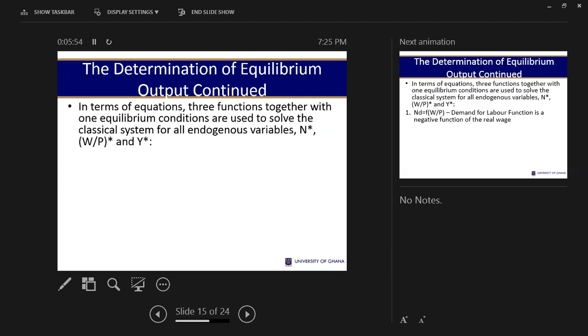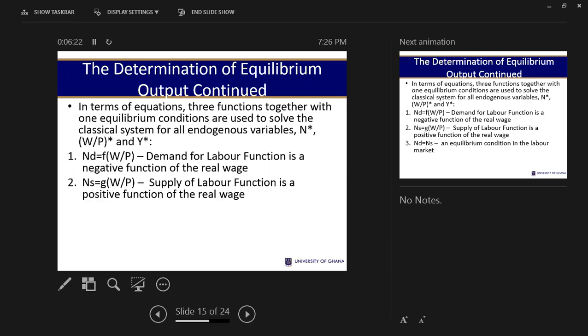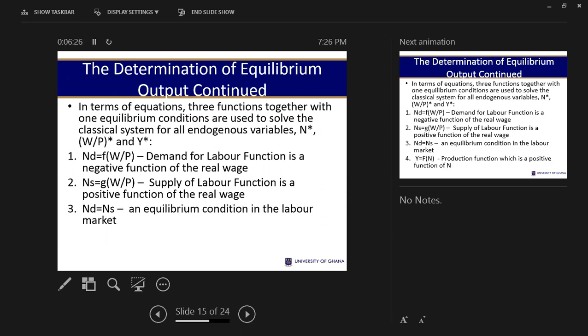Okay, so the equations or functions that we'll be needing are the labor supply, labor demand, and production function, and then the equilibrium values that we get after we are done with our computation. Remember, labor demand is a function of the real wage, but it's a negative function. We did this last week. What we just did: the labor supply is a positive function of the real wage. And at equilibrium in the labor market, ND is supposed to be equal to NS.